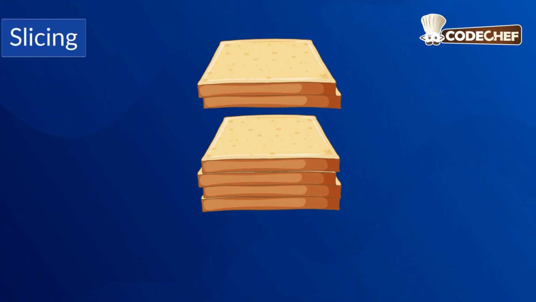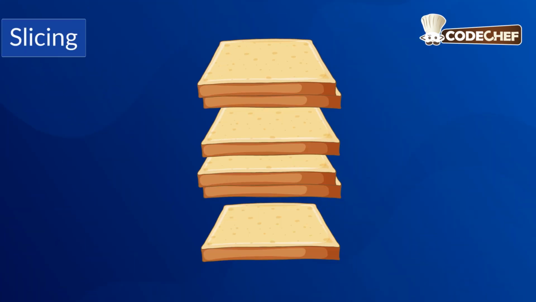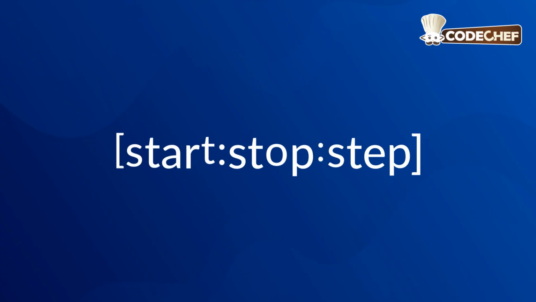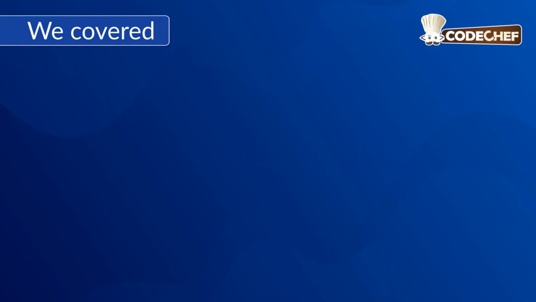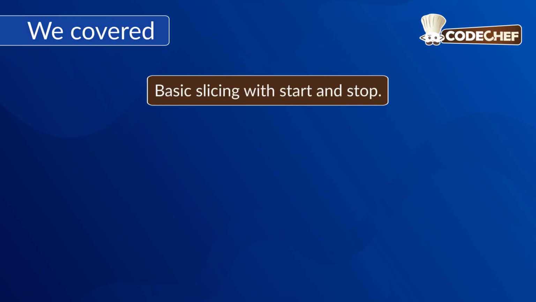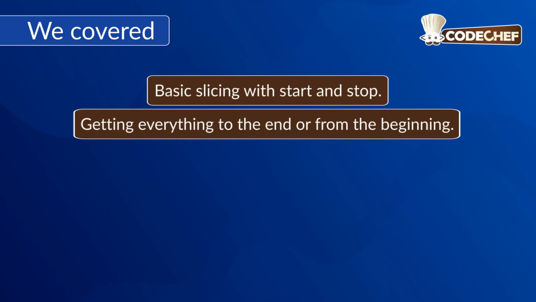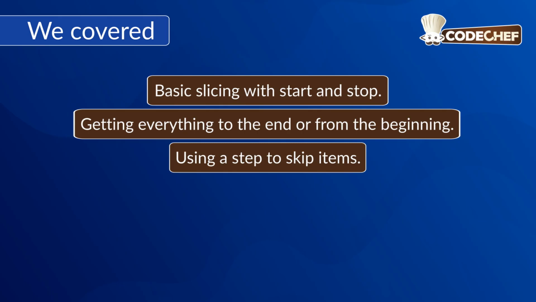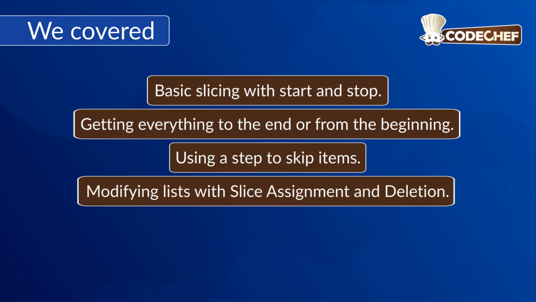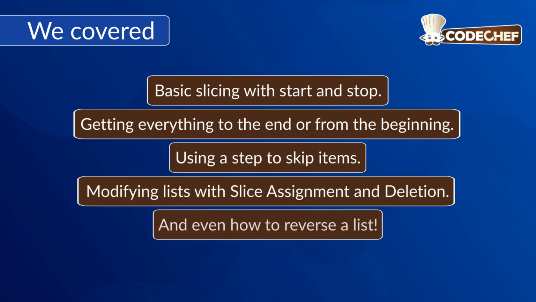Today, we learned how to use slicing to get a specific portion of a list. Remember the key syntax: start colon, stop colon, step. We covered basic slicing with start and stop, getting everything to the end or from the beginning, using a step to skip items, modifying lists with slice assignment and deletion, and even how to reverse a list. Keep practicing with lists, and slicing will become a powerful tool in your coding toolbox.